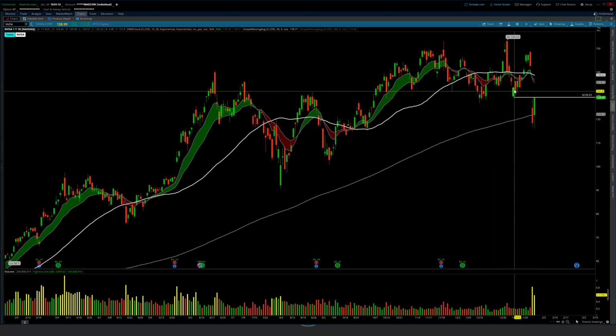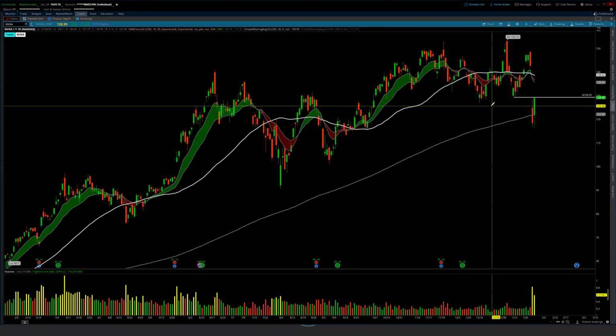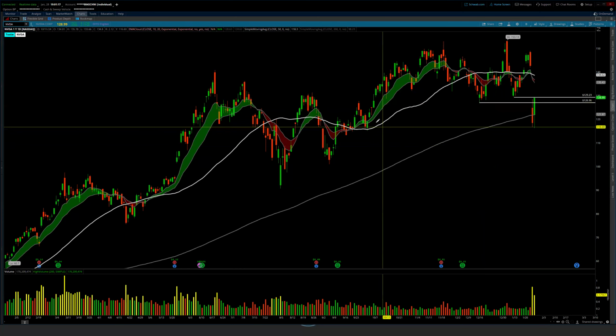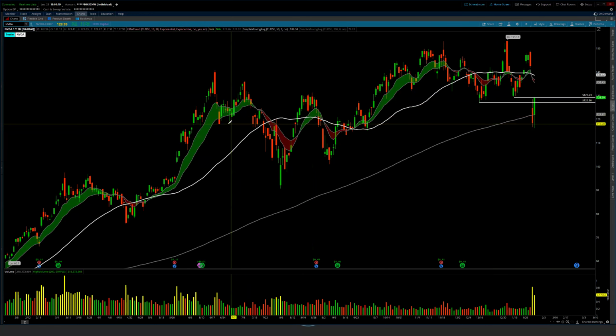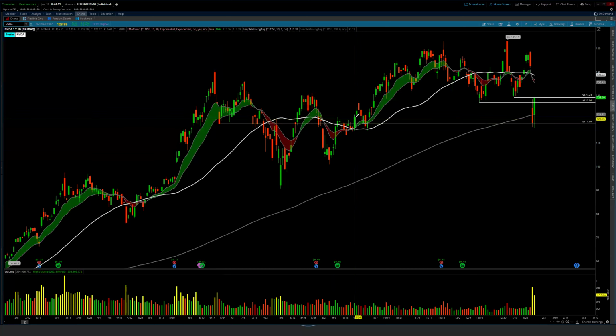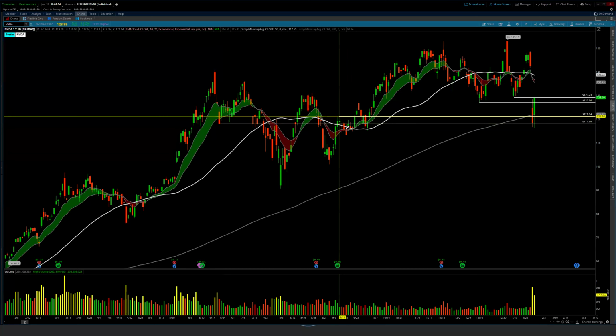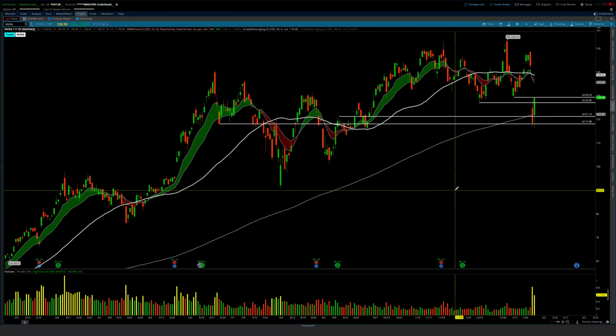Today is a day where Nvidia just didn't care. You didn't need levels today because it was vertical. It's just one of those days. Generally speaking, that's not the case. You need those levels. And I like the daily levels because they're major and they work over and over and over again.